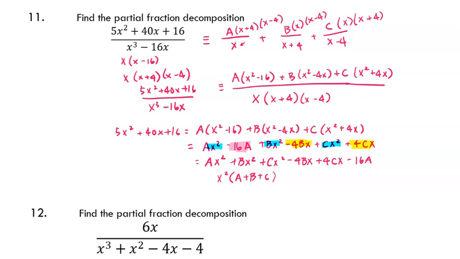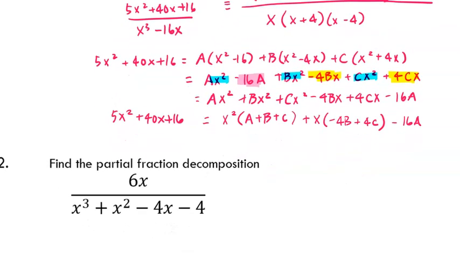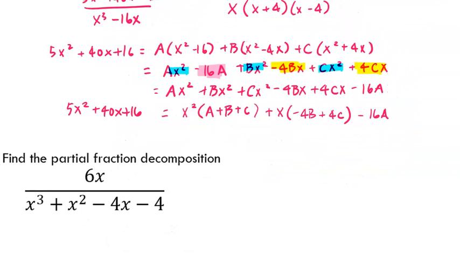Nice! Okay, let's take out a plus x. We have a minus 4b plus 4c, and then we have a minus 68. Now this is going to look like 5x squared plus 40x plus 16. Now, let's see what is common.